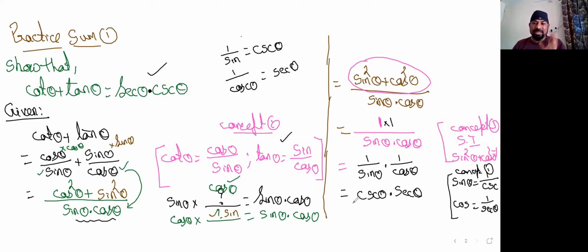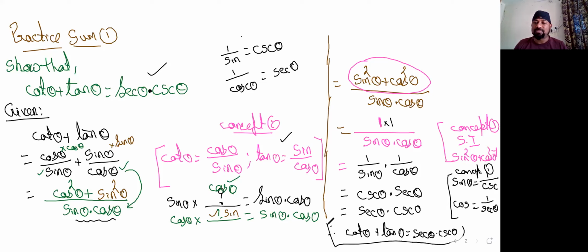If you check the answer, let us arrange it in order: secant theta into cosecant theta. That is what is required. Therefore, cot theta plus tan theta, as required, we got as secant theta into cosecant theta. That is the answer we got. Okay guys, hope you understood.